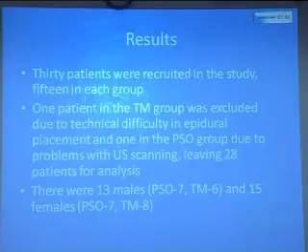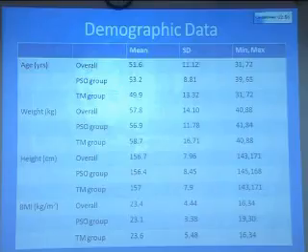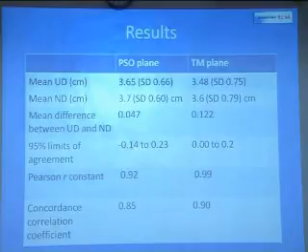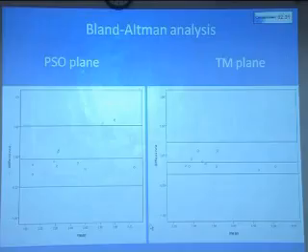30 patients were recruited in the study, 15 in each group, and one patient in each group was excluded due to technical difficulties in the epidural placement and the ultrasound scanning. Demographically, patients were comparable in both the groups. The results in both the groups showed no statistical difference between the two groups in both the mean ultrasound and the mean actual needle depths, the difference between the two, the 95% limits of agreement and the concordance correlation coefficient.